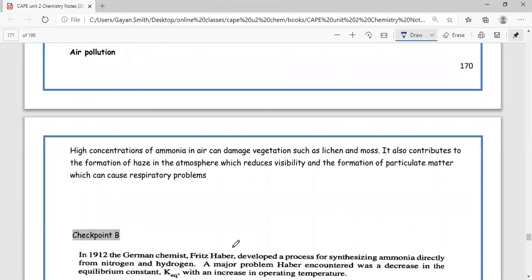Another impact is air pollution. High concentrations of ammonia in air can damage vegetation such as lichen and moss. It also contributes to the formation of haze in the atmosphere, which reduces visibility, and the formation of particulate matter, which can cause respiratory problems.